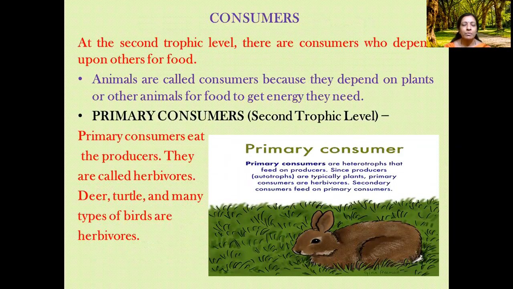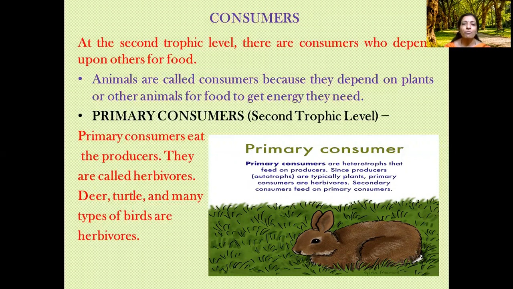Next, the next level of trophic levels consists of consumers. These consumers are those organisms which depend on other organisms for food. Animals are called consumers because they depend on plants or on other animals to get food and energy. These consumers are divided into different types.